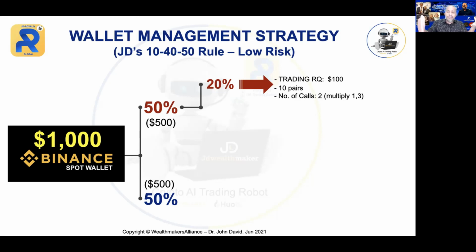The number of calls that I'm going to use here is 2, and the multiplier here is 1.3. I will explain to you shortly what this is. Don't get confused, just wait for a while. So this is basically the strategy I'm going to use for my low risk.